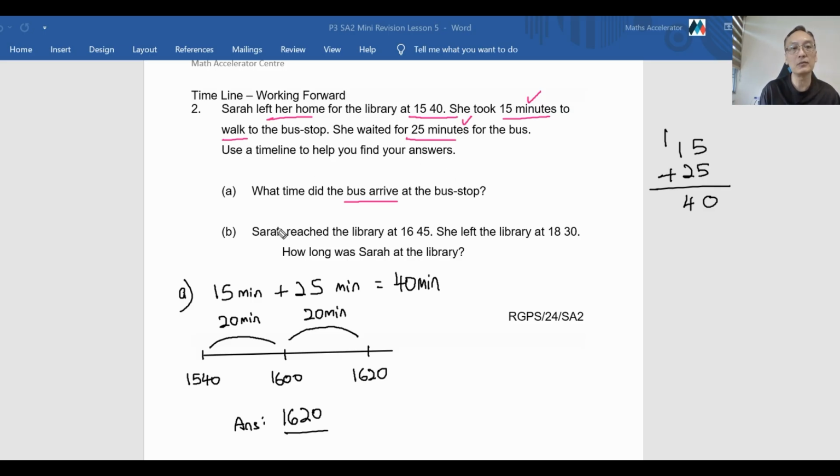Part B. Sarah reached the library at 16:45. She left the library at 18:30. How long was Sarah at the library? So part B. Alright, we have the time she entered the library and the time that she left the library. So we'll construct another timeline over here. The starting time, 16:45. The ending time is 18:30, right?